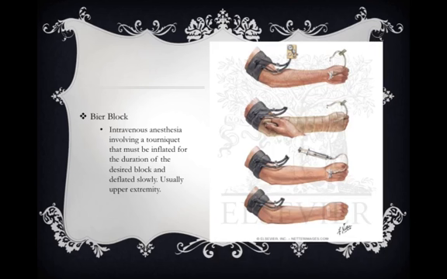Lastly, we have a Bier block, and this involves local anesthetic introduced through the IV. However, there's a tourniquet, as you see here, in the upper arm, and that must be inflated for the duration of the block. This allows the local anesthetic to stay in a particular region and provide its analgesia. And once the block has completed its function, the tourniquet must be deflated very slowly, and this is once again usually done on the upper extremity because the blood vessels and nerves are easier to localize.